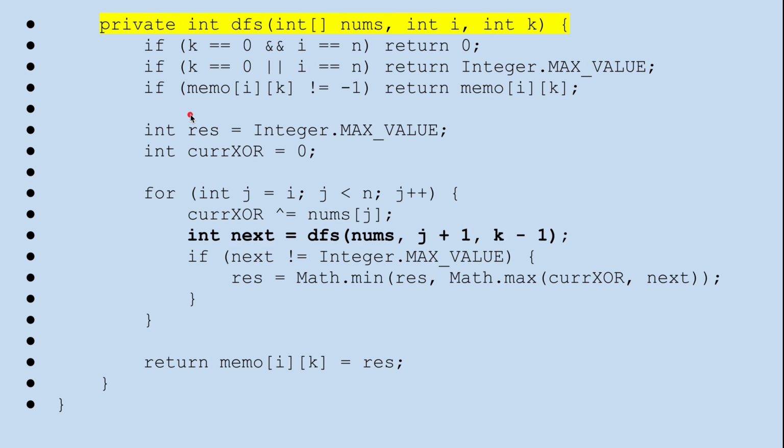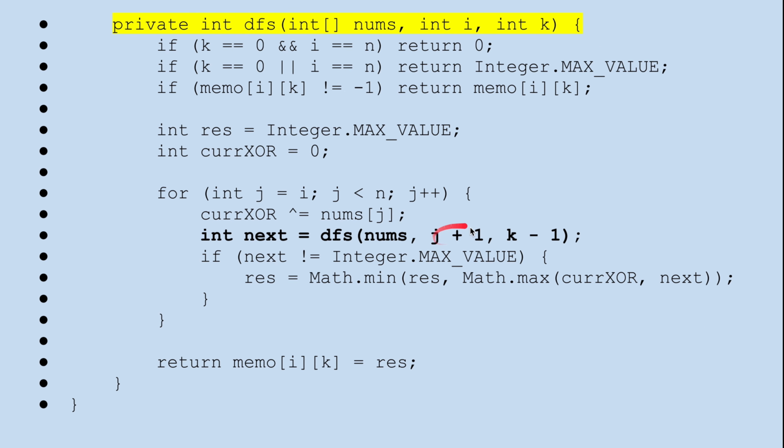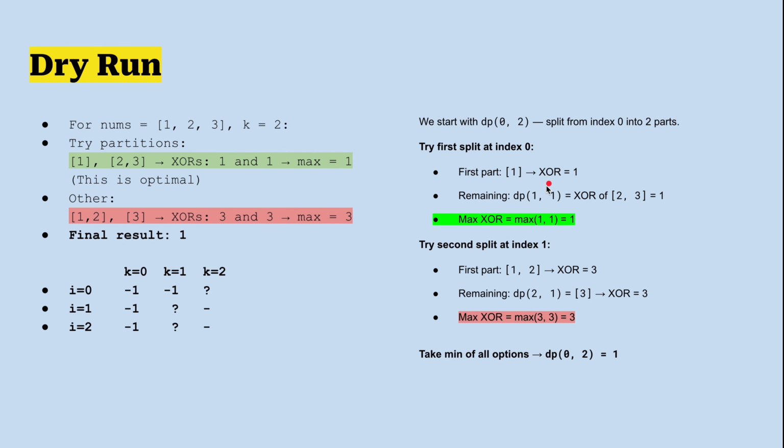We'll call it here. You see here, this was j plus 1. Previously j was at 0, now j is 1 and k will become k minus 1. So the DP now becomes j plus 1, which is 1, and k minus 1, which is 1. Understand? So you will get DP of 1, 1, and you will get the XOR of 2 and 3, which is 1. Then you have to find the max between this and this. You know it is 1, because we have seen it was coming 1.